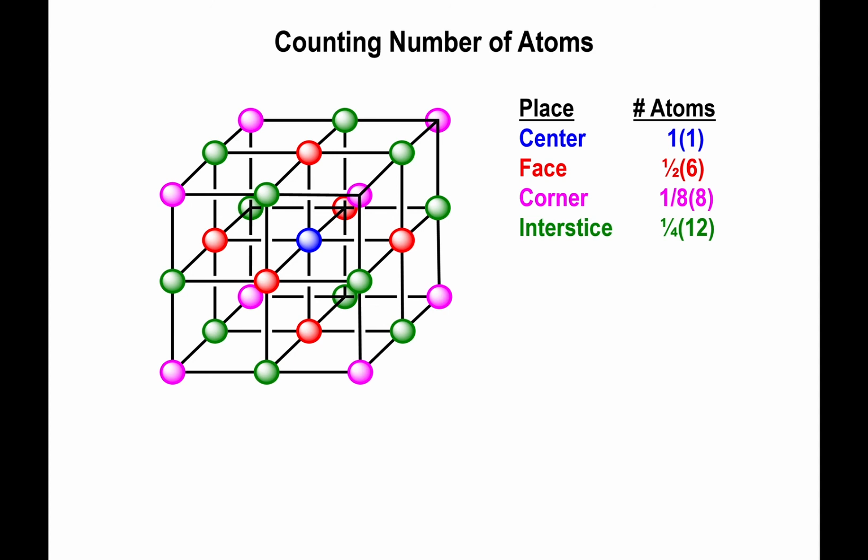If we carry out the multiplications here, we have 1 times 1, which is 1; 1/2 times 6, which is 3; 1/8 times 8, which is 1; and 1/4 times 12, which is 3, meaning that there is a total of 8 atoms present in this unit cell alone. Not to be confused with each individual atom present in all the sites. Here we're counting how many atoms belong to this unit cell only, and only to this unit cell.